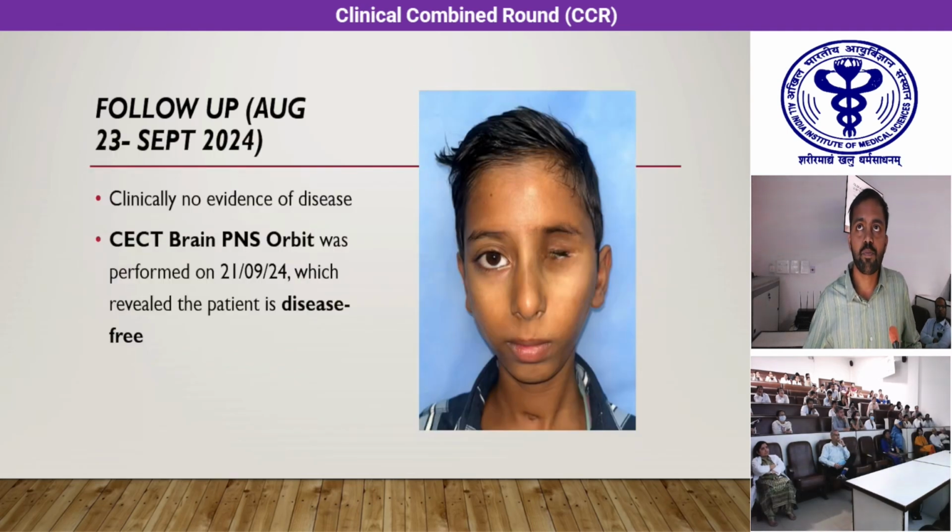So he was followed for more than a year, from August 2023 to September 2024, with clinically no evidence of disease. We repeated CECT brain, PNS, and orbit on the 21st September, which didn't reveal any significant residual disease.